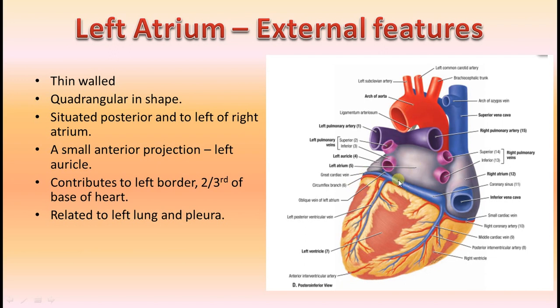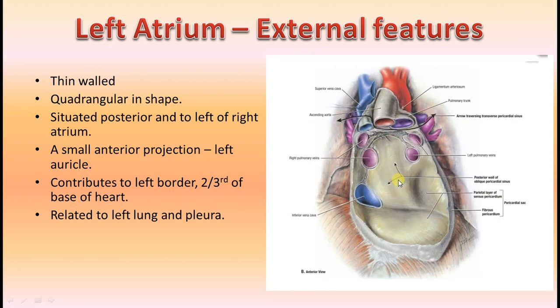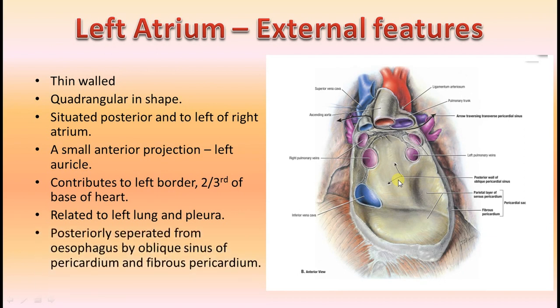Posteriorly, it will be related to the oblique sinus, then the pericardium, and behind that the posterior mediastinal structures, that is the bifurcation of the trachea, esophagus, thoracic duct, sympathetic chain, azygos, mainly the accessory hemiazygos vein. All these will be related posterior to the left atrium, on the posterior aspect. So that is the oblique sinus you are visualizing now after the removal of the heart. Immediately behind the left atrium, you will see the oblique sinus.